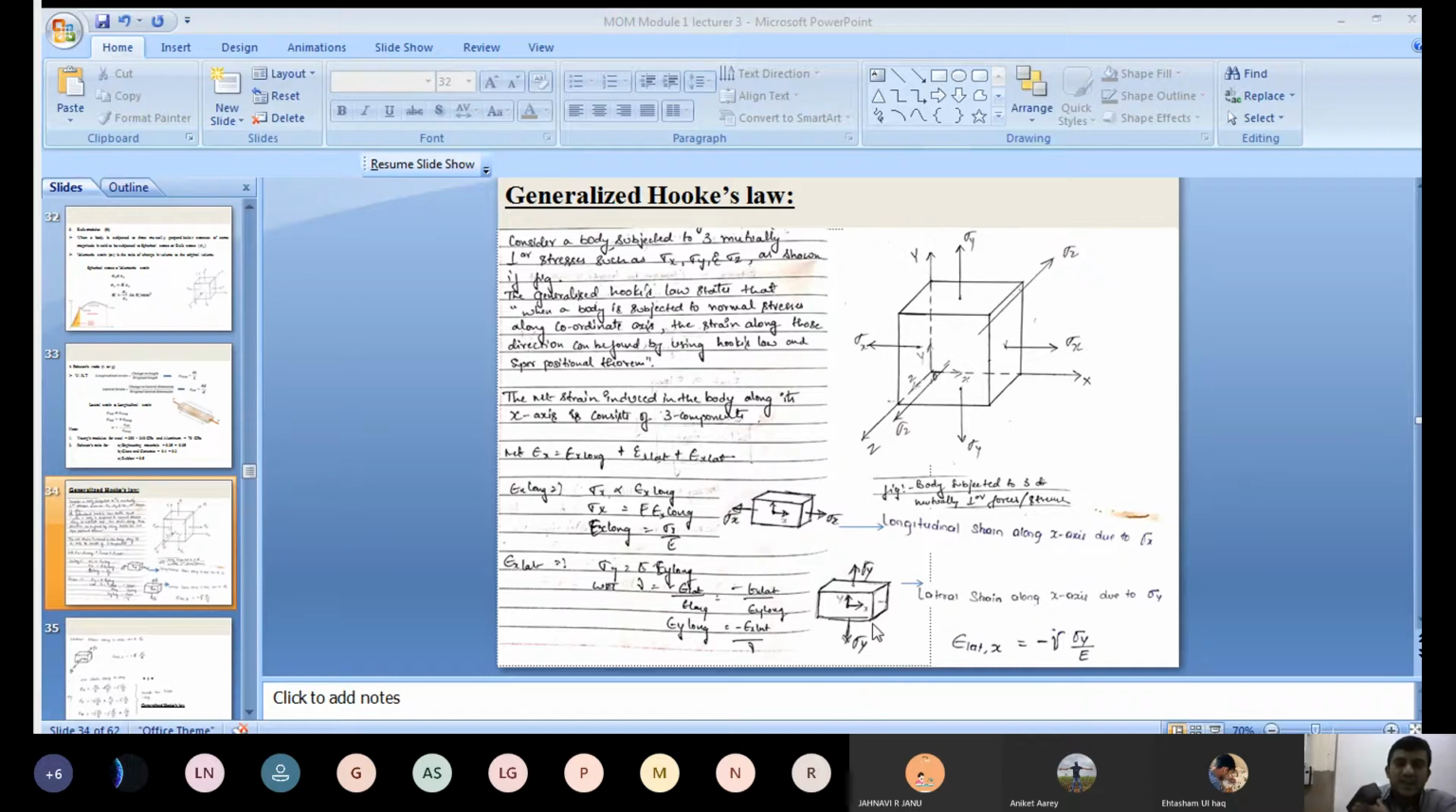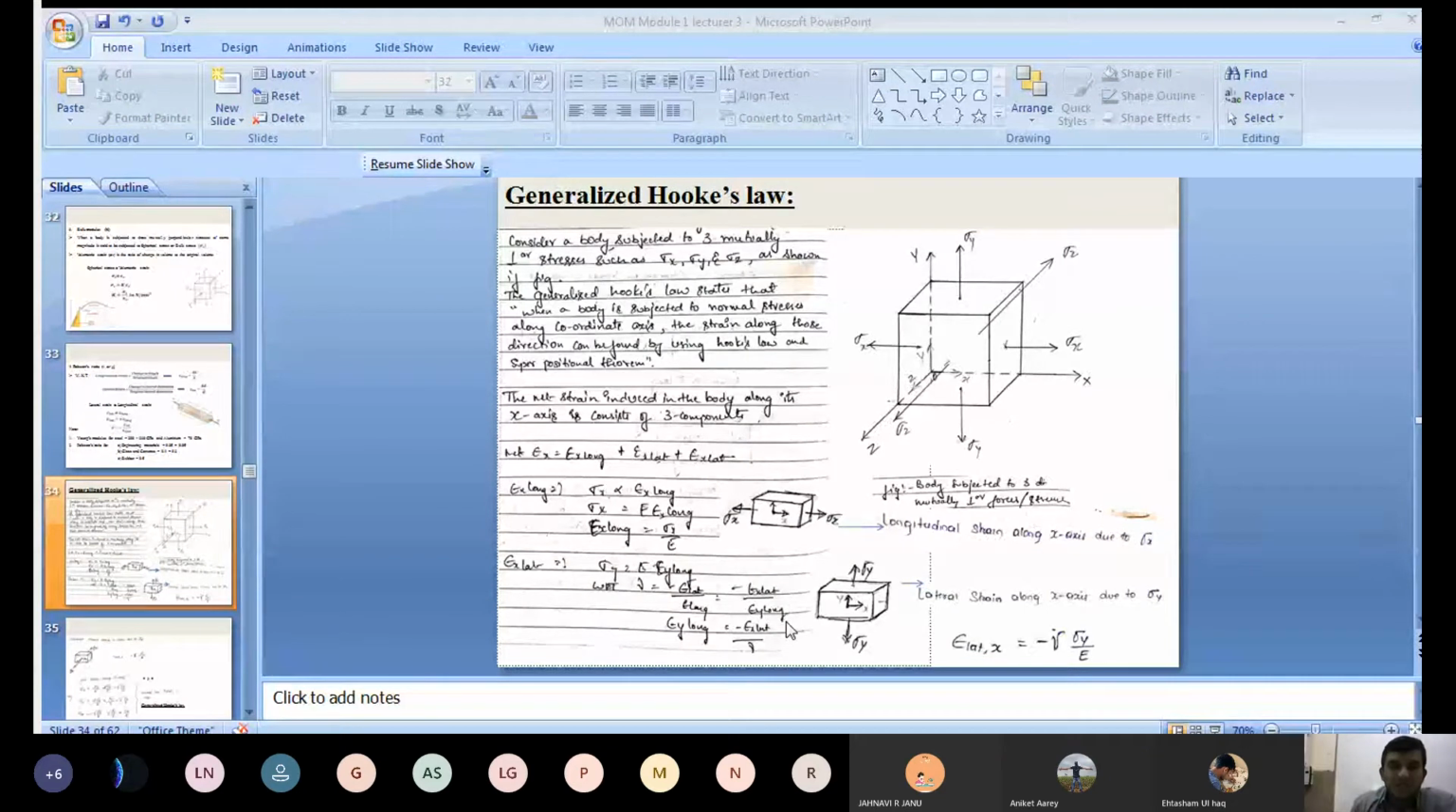Right? Similarly, if you go for the z direction, if a stress is applied in the z direction, we neglect sigma x and sigma y. What happens? Strain is induced. I want to determine strain along only the x-axis. Means along the x-axis, the lateral dimension decreases. Right? Lateral strain along the x-axis due to sigma z.